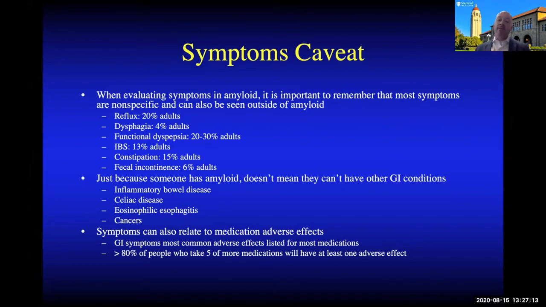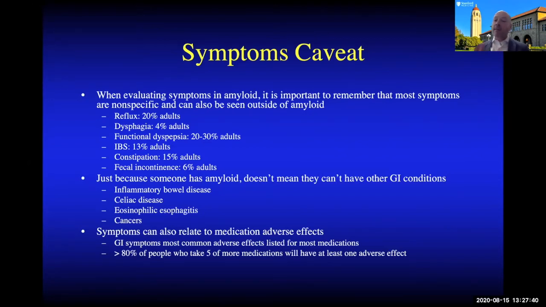If we step back and look at some of the other symptoms which are common, dysphagia is seen in 4% of adults. What's referred to as functional dyspepsia, meaning abdominal pain or else distension after food, is seen in up to 30% of adults. Typically with irritable bowel, it's about 13% of adults. Constipation is about 15% of adults, and more commonly seen after the age of 65. Then fecal incontinence is 6% of adults.